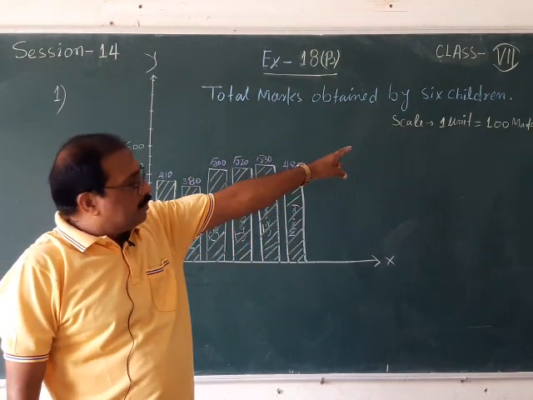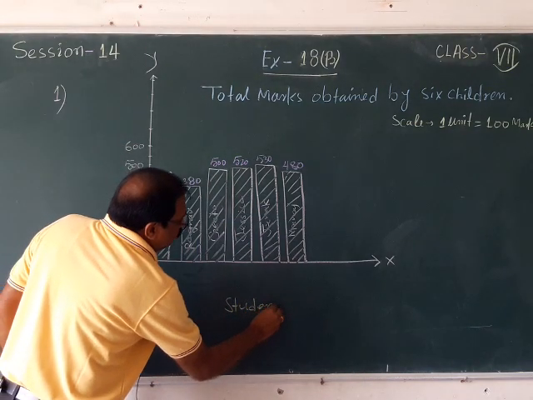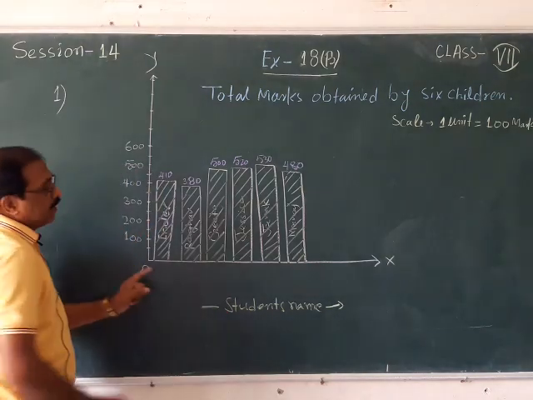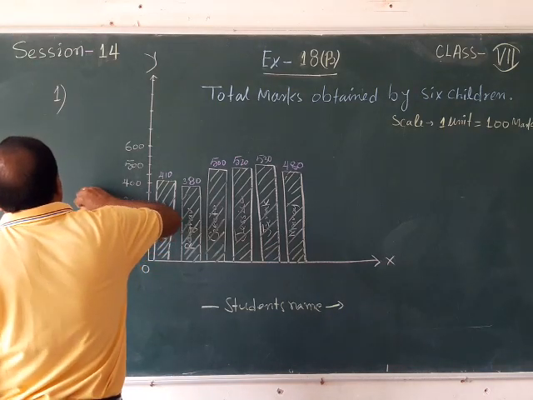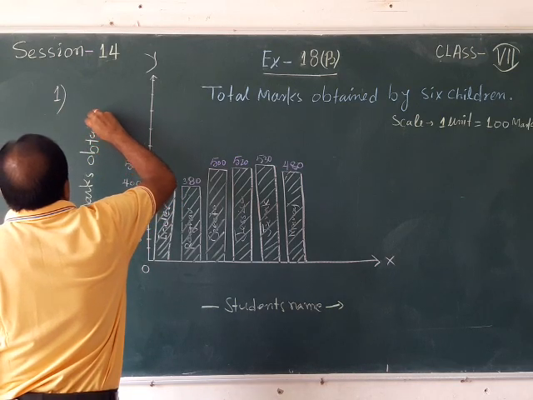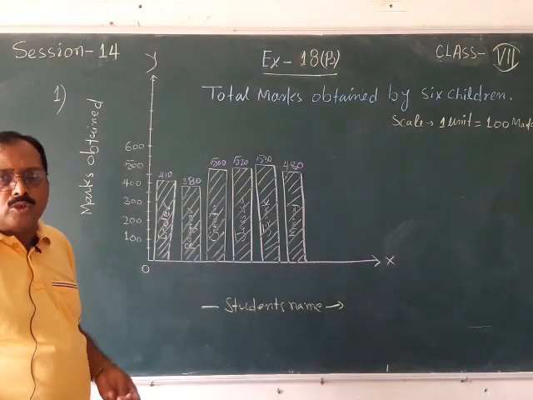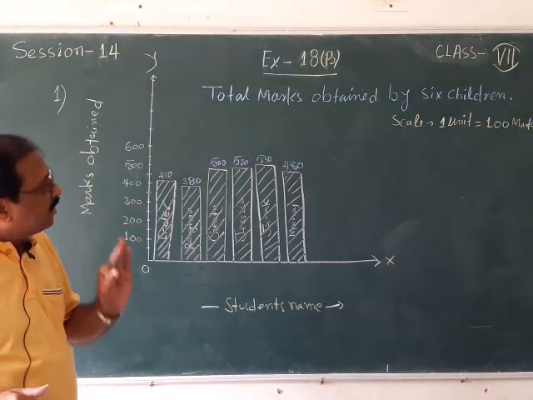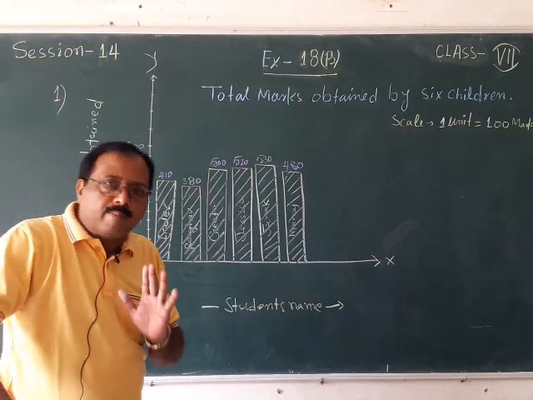Then here you are having a scale. Then here what is there? The student's name. That you have written here, the student's name. This is called the subhead. And on this side, marks obtained. So here roughly I have shown you how to draw the bar graph. Once again I am giving you a revision of the things that are very essential when you are drawing the bar graph.